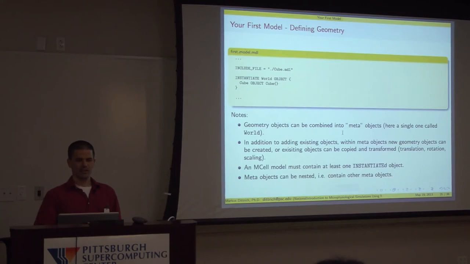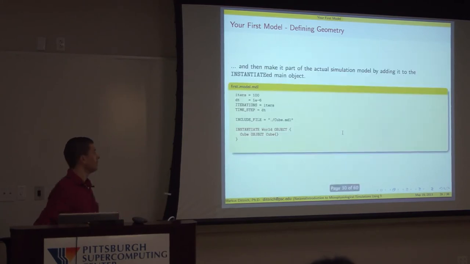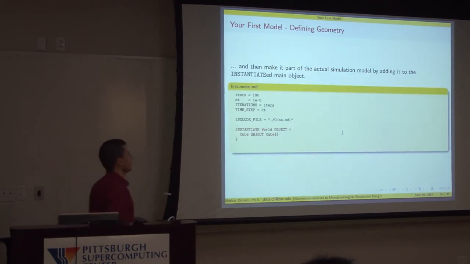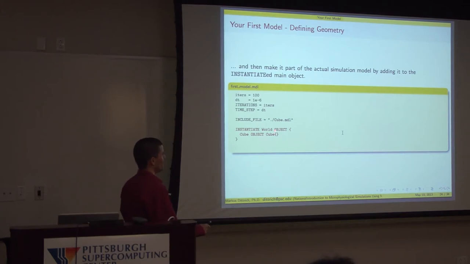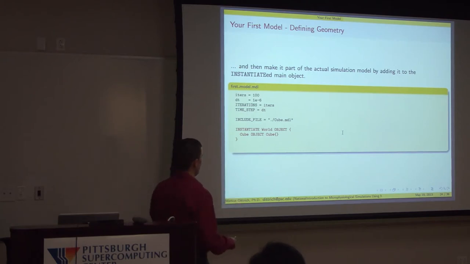So where it says cube object, cube there, it could have said cube one. Right. Object, cube. So this is your template name, and this is the new name. In this case, we name it the same. I should have actually renamed it.